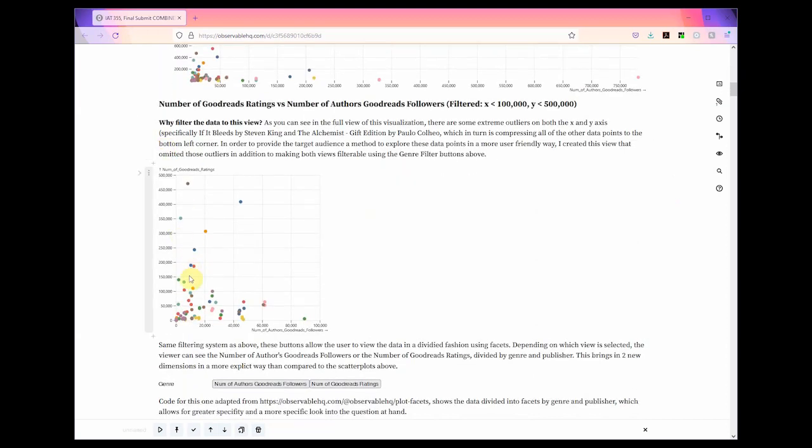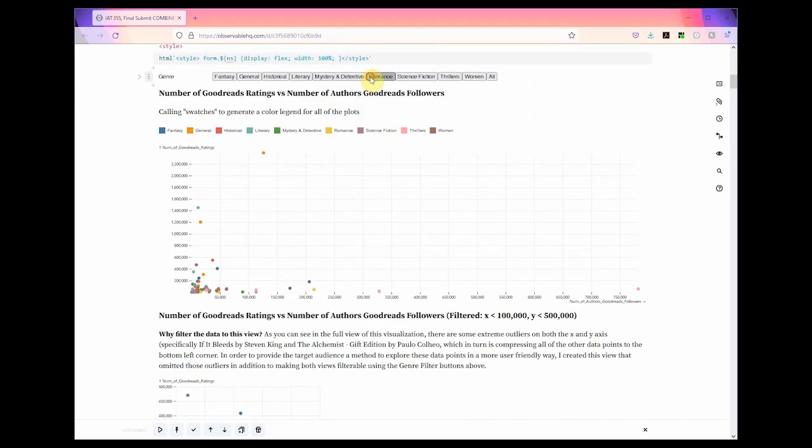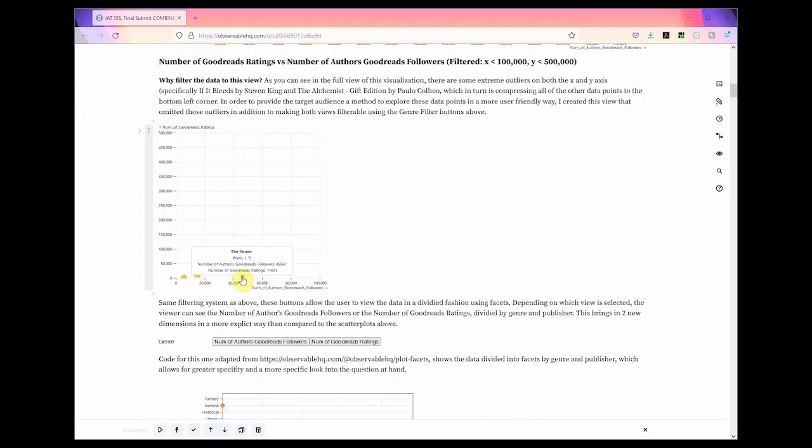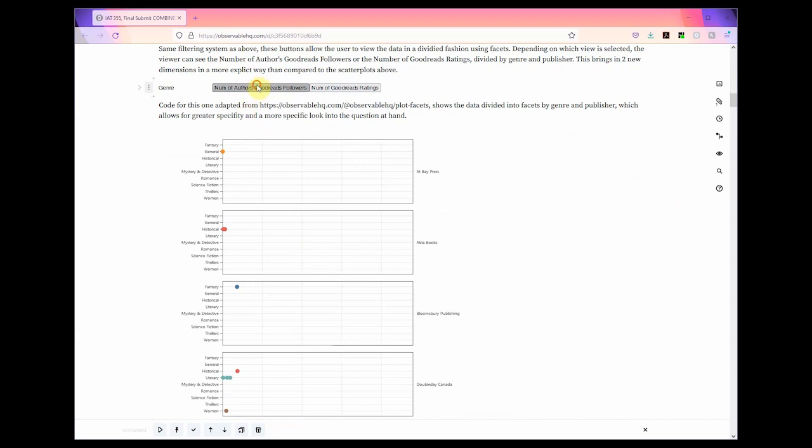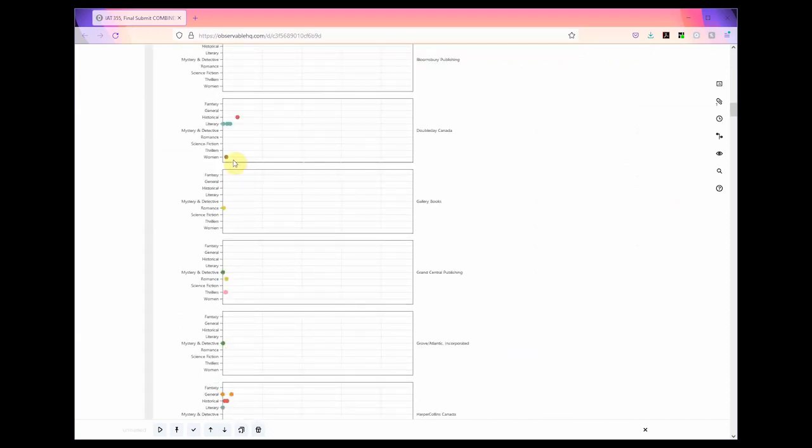We added a small-scale scatter plot that omitted outliers to analyze the trends more closely, as well as a trellis plot organized by publisher, where the user could choose to see either the number of Goodreads followers or the number of Goodreads ratings for a title on demand via tooltip.